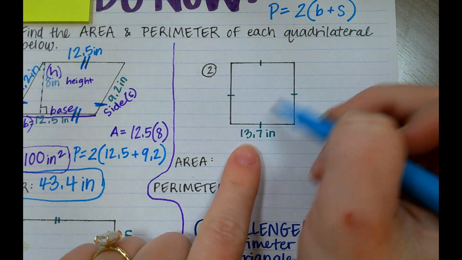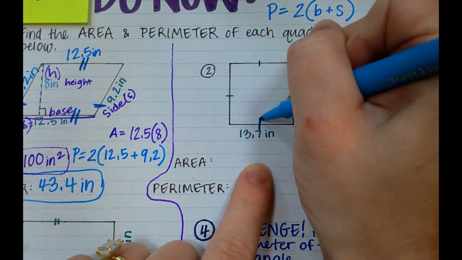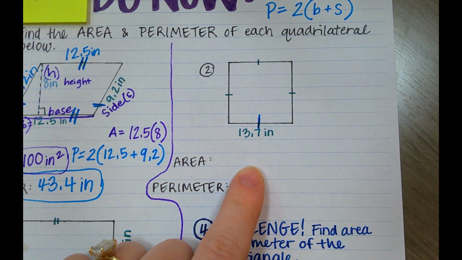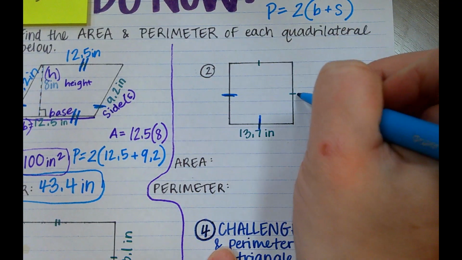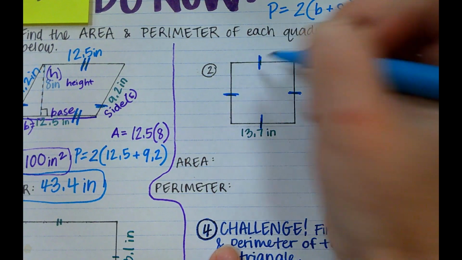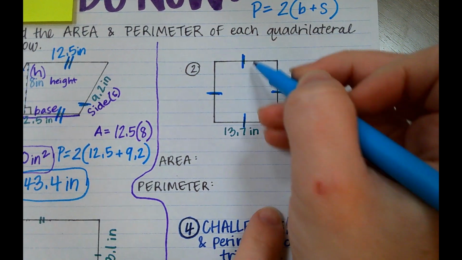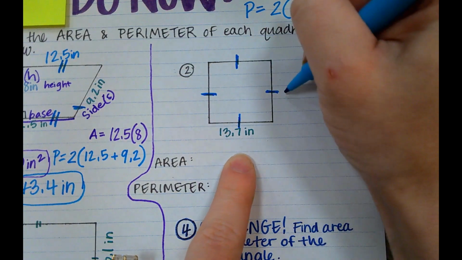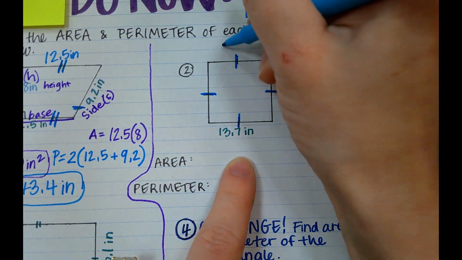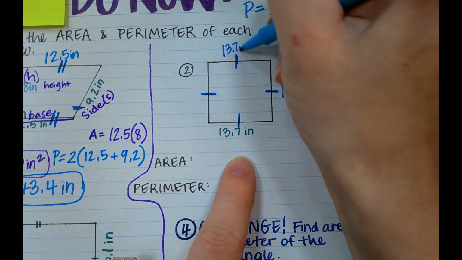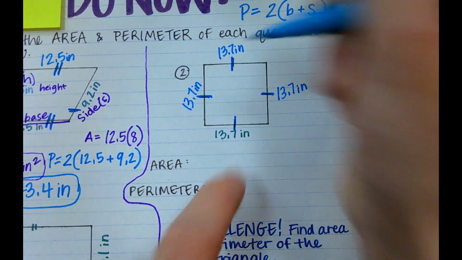Yes. We want to pay attention to any labels. 13.7 inches, that side length is labeled with a tick mark. If you had different numbered tick marks, that would identify that they were different lengths. Then we couldn't solve it. We wouldn't know. But since they all have one tick mark, they're all the same length. 13.7 inches for all of them. You don't have to label them, but if you'd like to see it, go ahead and do it.